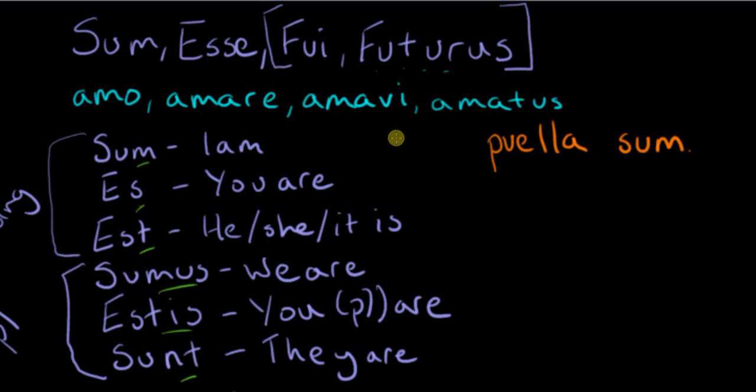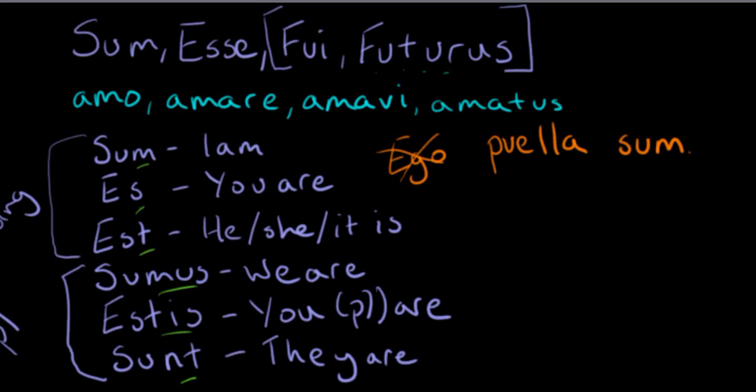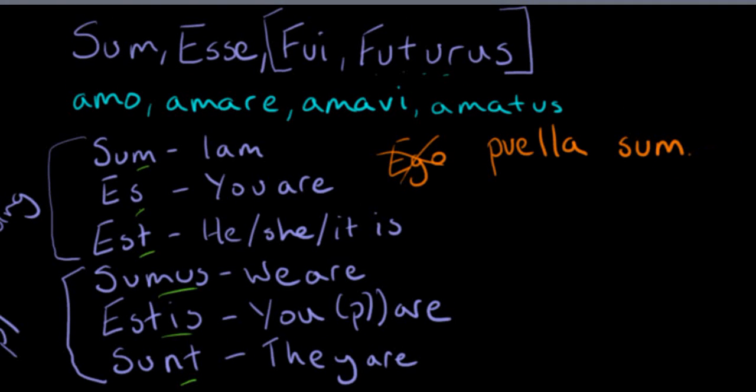And if I wanted to add extra emphasis, I could say ego sum puella even. So that would be I am a girl. But we don't usually bother with this because, as I said in the last video, the pronouns we generally don't use in this kind of situation because it's all incorporated in the verb anyway, and there's not really any point in repeating ourselves unless it's for emphasis.